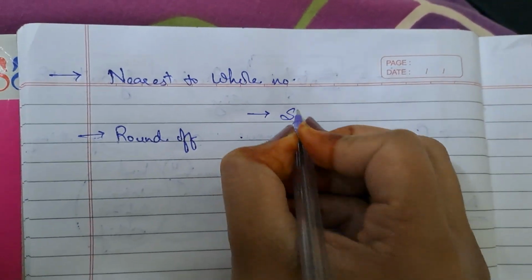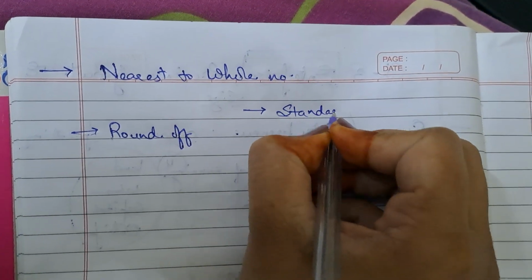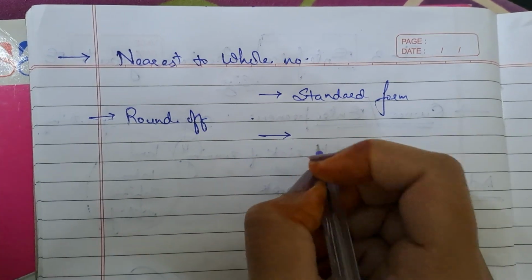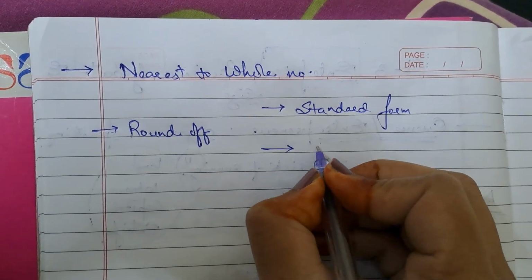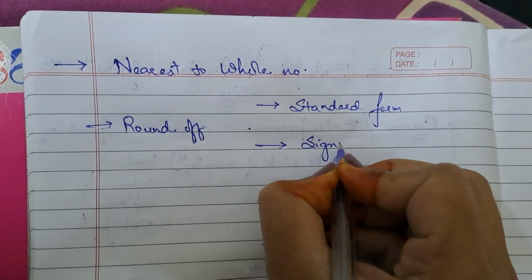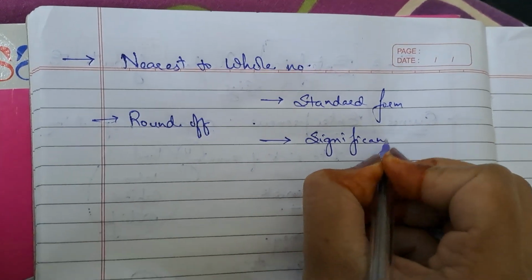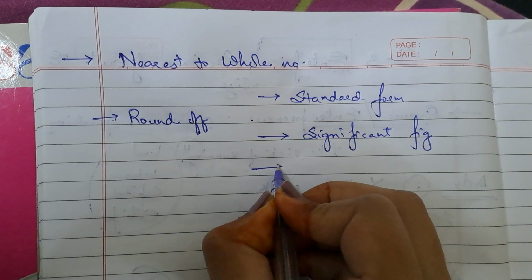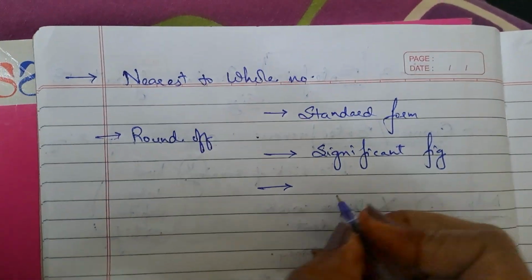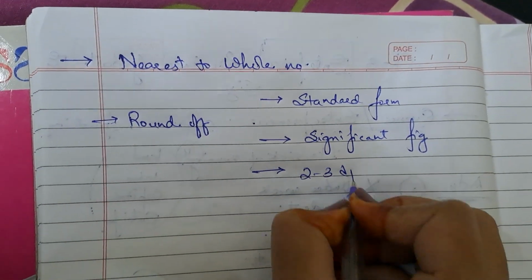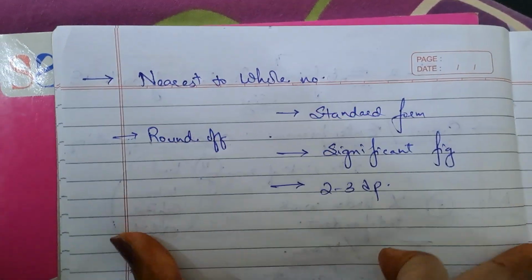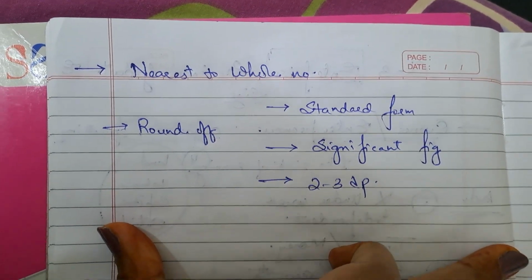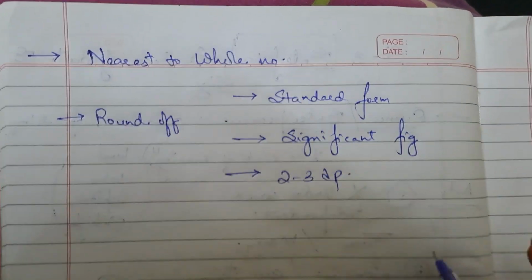They are asking you to write an answer in standard form, or in significant figures, up to 2 significant figures or something. Apart from this, they'll also ask you to write an answer up to 2 to 3 decimal places. So now we are going to learn to write a particular answer in these different forms. Starting off with the nearest whole number.